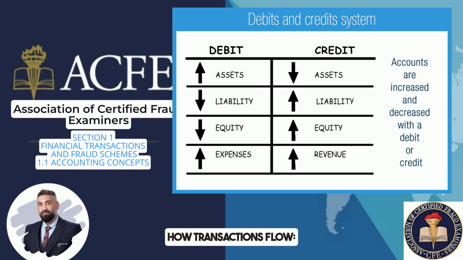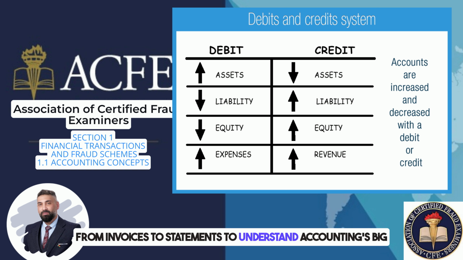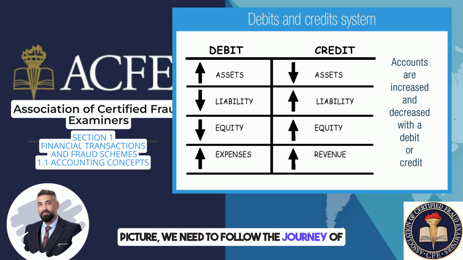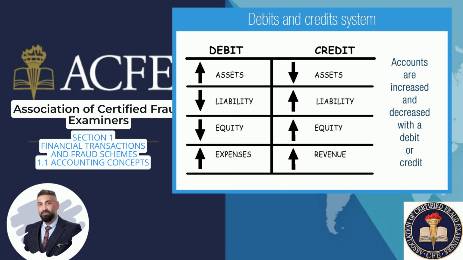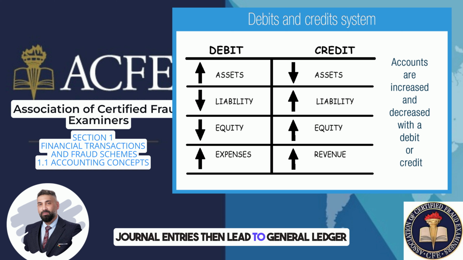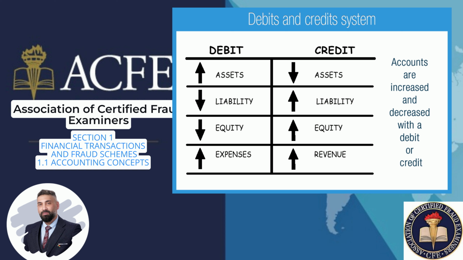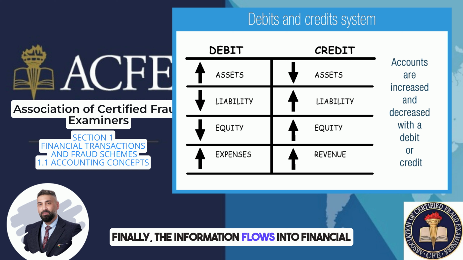How transactions flow, from invoices to statements. To understand accounting's big picture, we need to follow the journey of transactions through the accounting cycle. It all starts with source documents like invoices, receipts, or checks. These documents form the basis for journal entries, chronological records that capture the nitty-gritty of transactions. Journal entries then lead to general ledger accounts, where individual accounts, such as cash, sales, or rent expenses, are updated. Finally, the information flows into financial statements, the summarized reports used by stakeholders to make informed decisions.